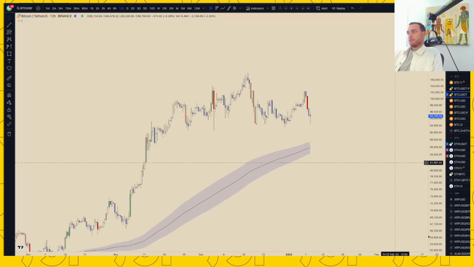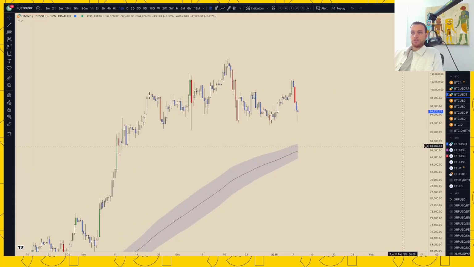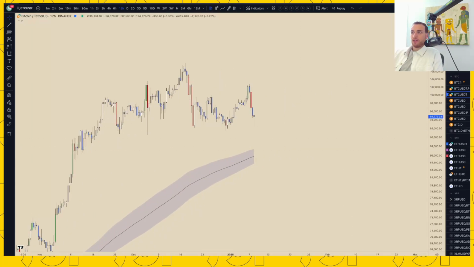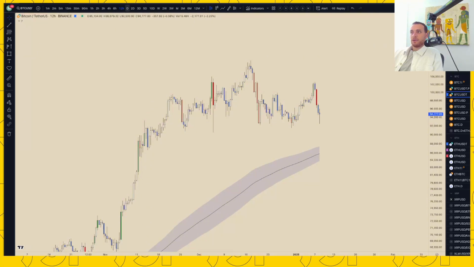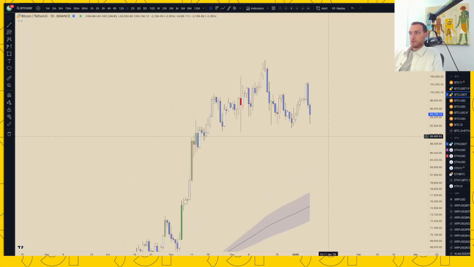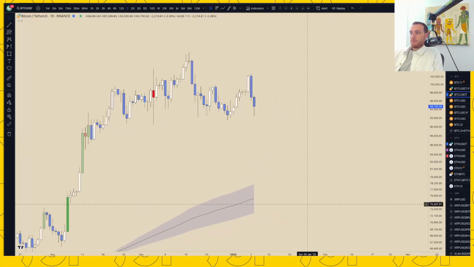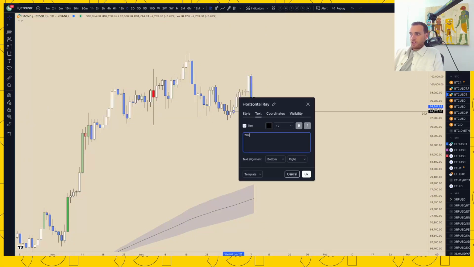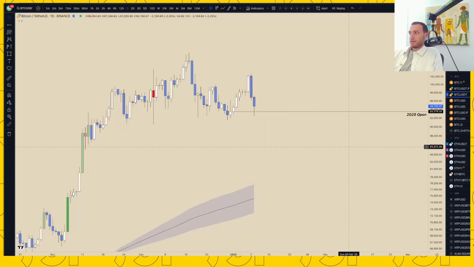So we're getting a little bit of a shakeout here to start January. Now, something that I've put a lot of emphasis on, at least within our Discord community, is you need to mark out the calendar rollover, okay, on everything. So let's go to January 1st and we'll label this here. 2025 open. Oops, I typed 2024. 2025 open, and we'll make that a little bit bigger.